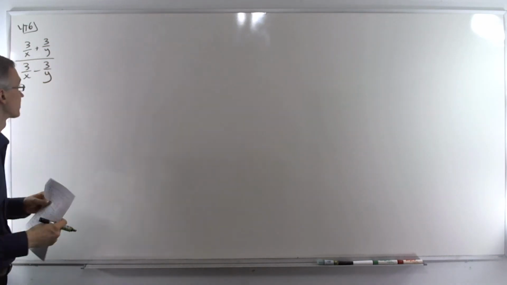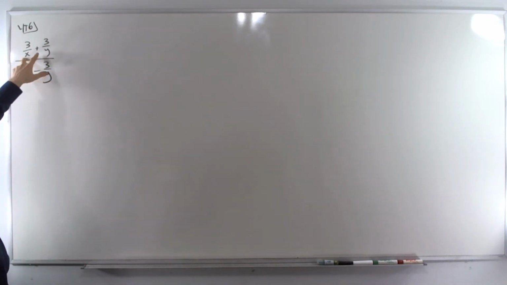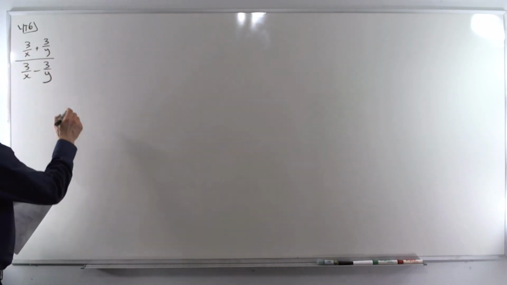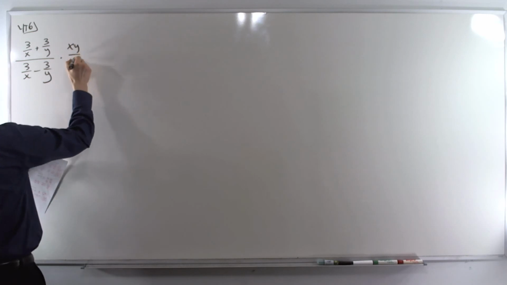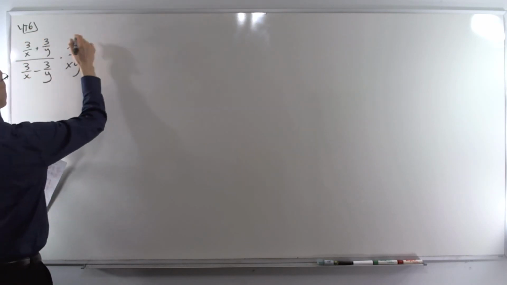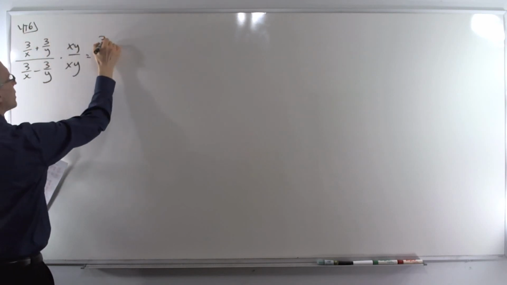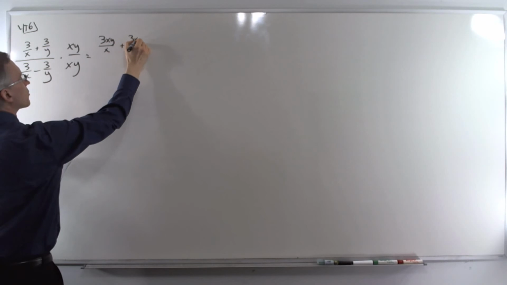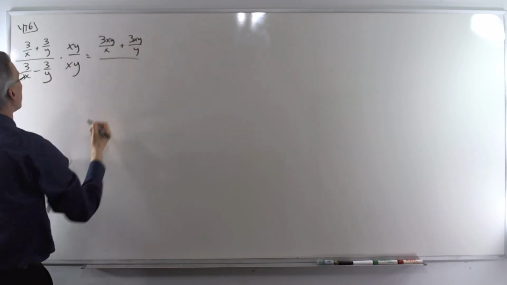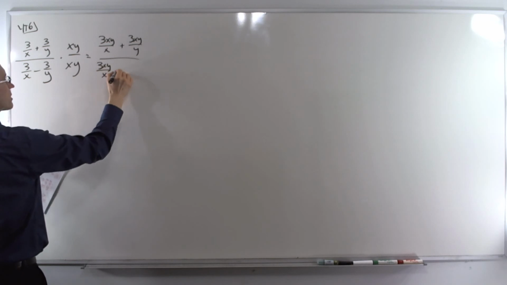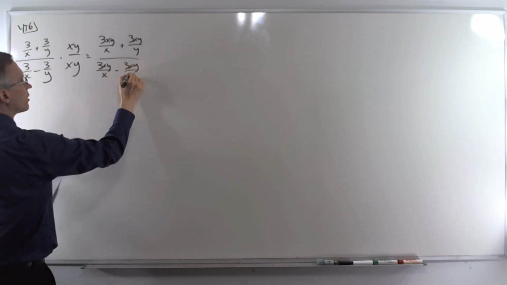So just like with the last example, if we look at the denominators, we have x's and y's, all to the first power, so our LCD is x times y. So multiply by xy over xy and distribute in. So it gives us 3xy over x plus 3xy over y over 3xy over x minus 3xy over y.